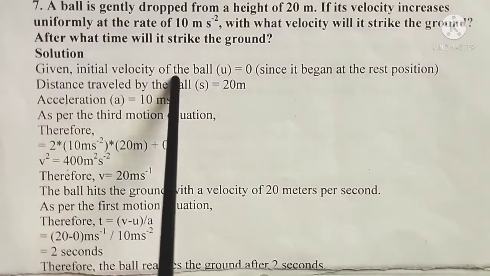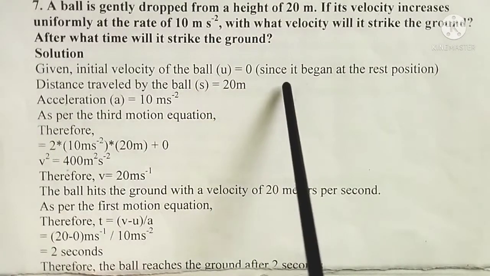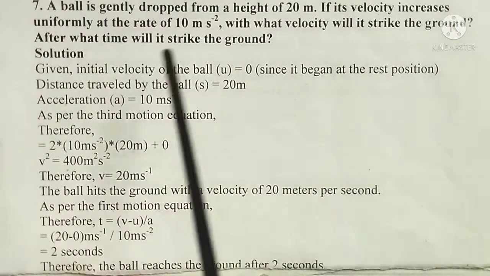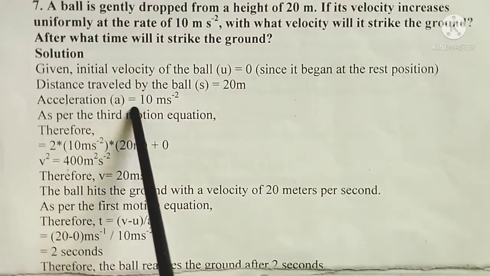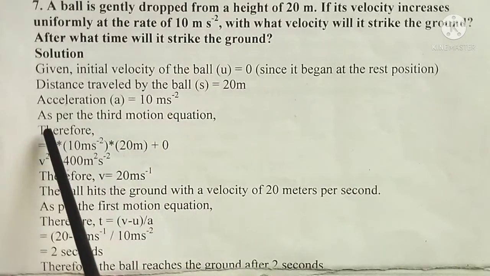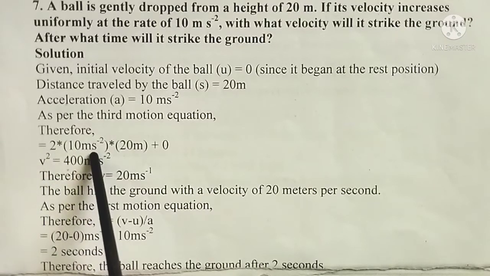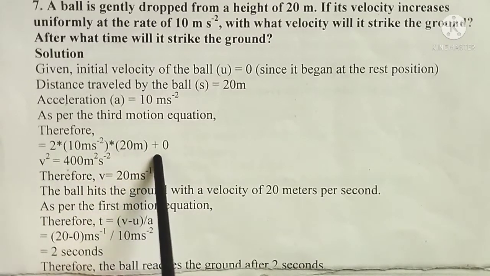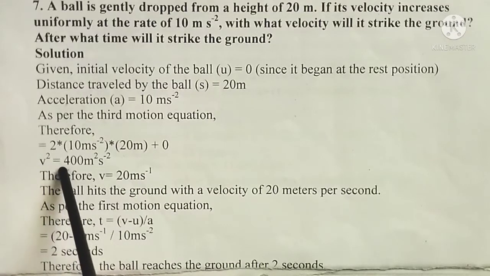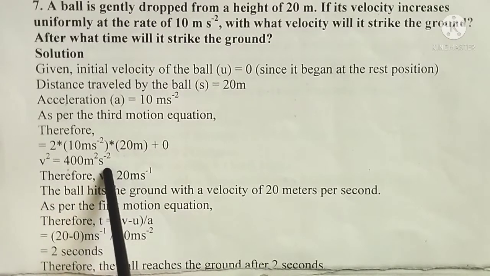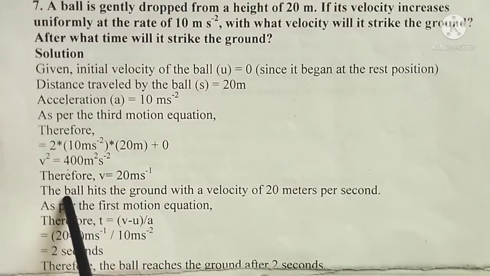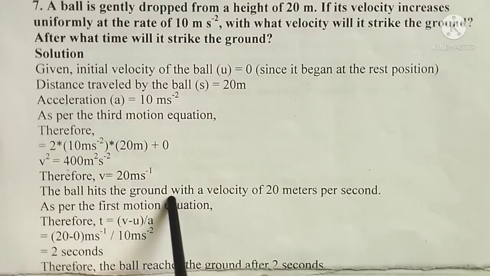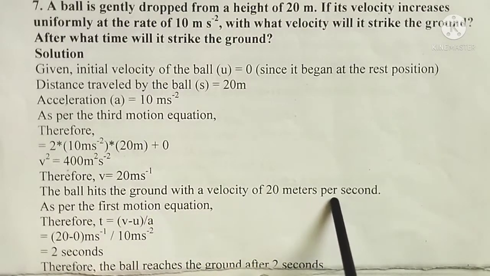Solution. Given initial velocity of the ball u is equal to 0. Since it began at the rest position, distance travelled by the ball s is equal to 20 meters. Acceleration a is equal to 10 meter per second square. As per the third motion equation, v square is equal to 2 into 10 meter per second square into 20 meters plus 0, that is equal to 400 meter square per second square. Therefore v is equal to 20 meter per second. The ball hits the ground with a velocity of 20 meter per second.